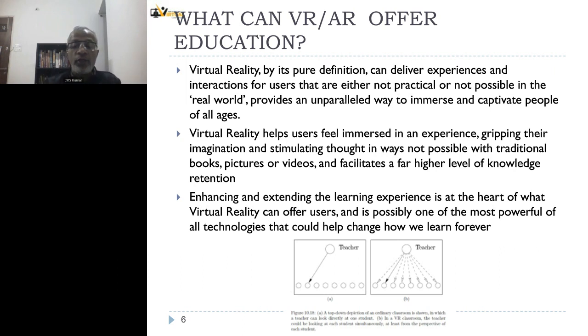Here is a small diagram which I took from one of the famous books, showing that in a real classroom, a teacher may be connected with one student at a time, whereas in a virtual reality environment, if a teacher is speaking, every student feels as though the teacher is connected with them. This is a possibility not available in the real environment, which can be achieved through virtual reality.